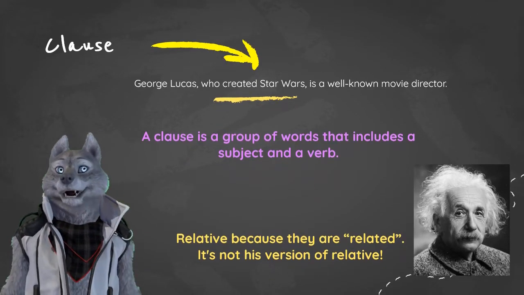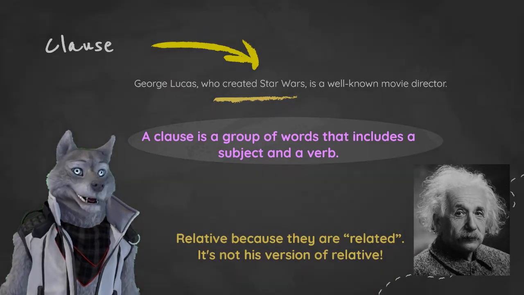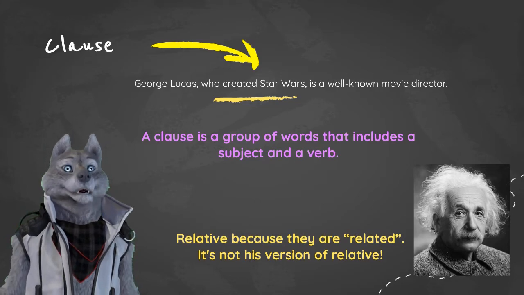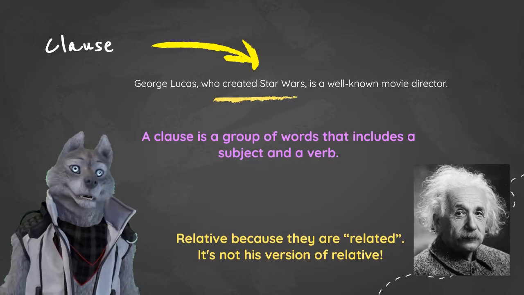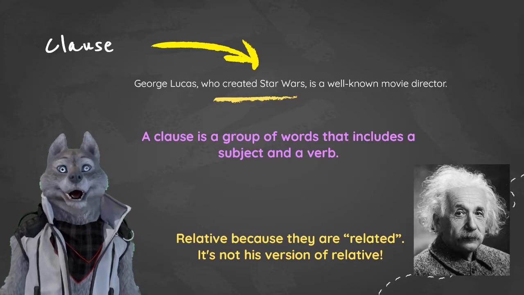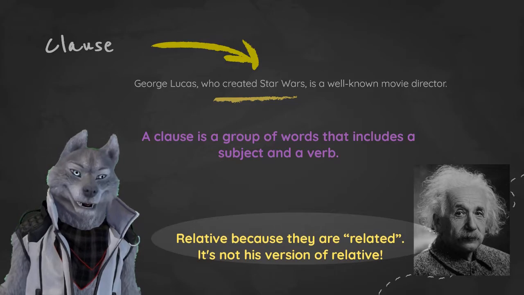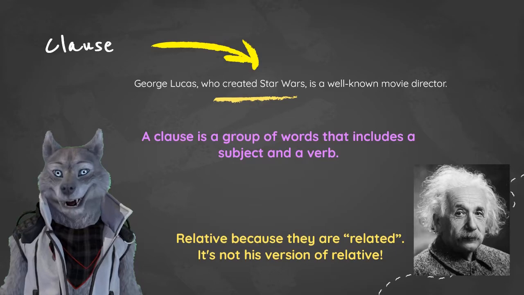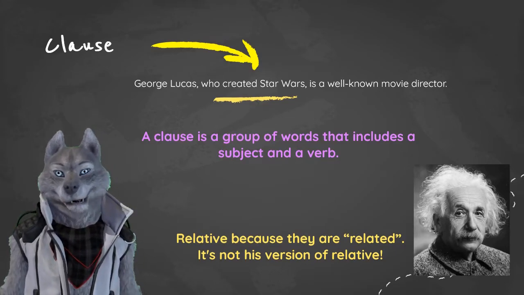A clause, just in case, is a group of words that include a subject and a verb. It's not necessarily a sentence. And we use them to complement other clauses or sentences. So we're going to see different types, and in this video we're going to focus on relative clauses. And why are they called relative? Well, it's not because of this guy. Definitely not. It's because relative comes from the word related, because they are connected. So don't give me those kind of weird things. No, it's an English video, not a physics video.